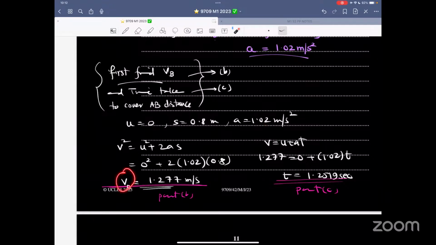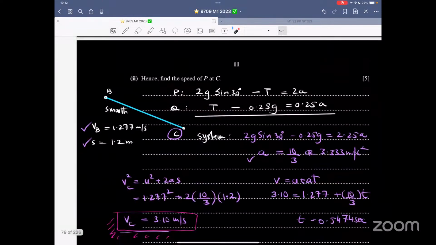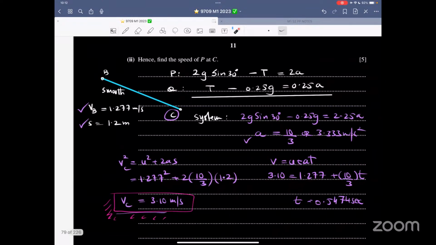I love using this equation. V square is U square plus 2AS. I find the velocity V, and the time that I found, I'll use it later. But keep some space. That's why reading the whole question in such a scenario is very, very necessary. Now this thing is done. Hence find the speed of P at C.